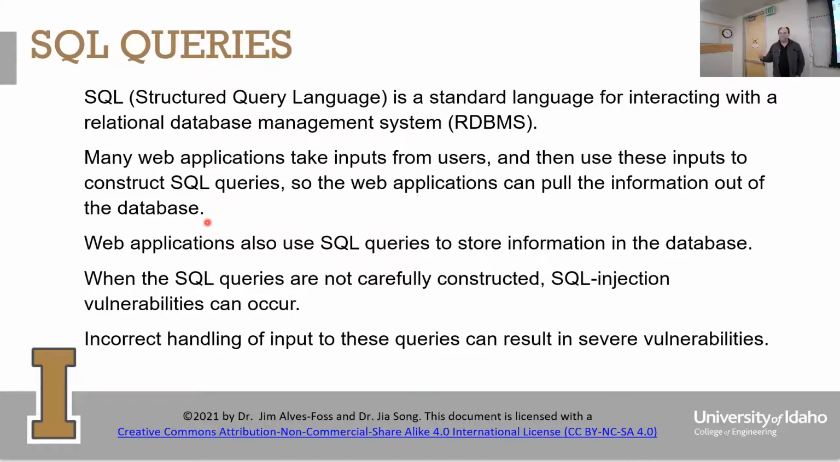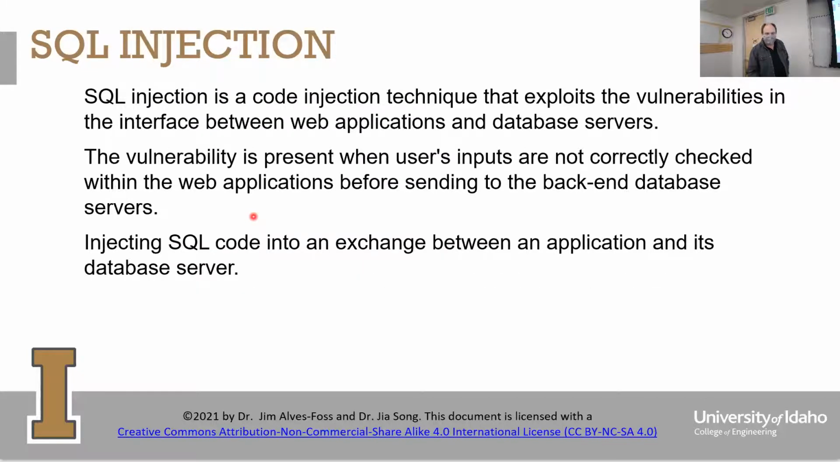They also use SQL to store information in the database. These are the things I've ordered. This is my profile information. If the queries are not carefully constructed, the SQL injection vulnerability is going to occur. Incorrect handling of input to these queries can result in severe vulnerabilities. So let's go over some examples. What happens if we talk about it in more general terms? It's a technique that exploits a vulnerability in the interface between the web app and the database servers, if my inputs are not correctly checked within the app before sending to the backend database.